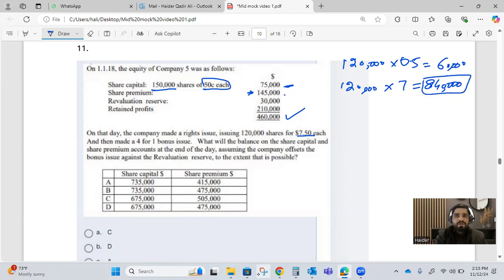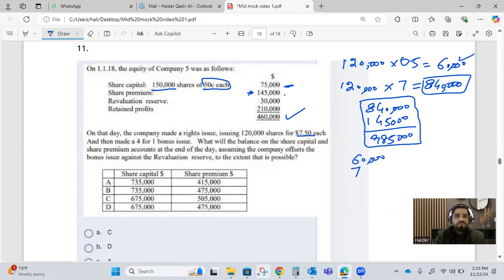So the updated share premium value would be 840,000 plus 145,000. So total share premium is going to be $985,000. That is your updated share premium value after you issue the rights shares. And the updated share capital would be 60,000, this one, and already we have 75, so 75 plus 60, so your total share capital becomes 135,000 so far. Okay, let me go further.